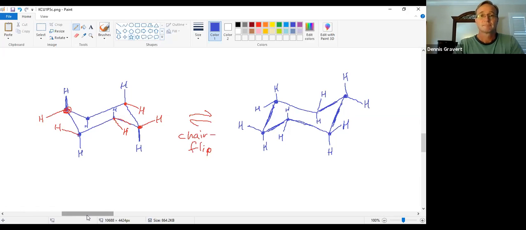Okay. And then if I ask you, well, let's put a bromine atom right here. We now have bromocyclohexane. Where's the bromine over here? Well, you've got to be consistent. What happens in a flip? Well, the axial bromine is now going to be equatorial. Let's take a quick peek at the video to confirm that.